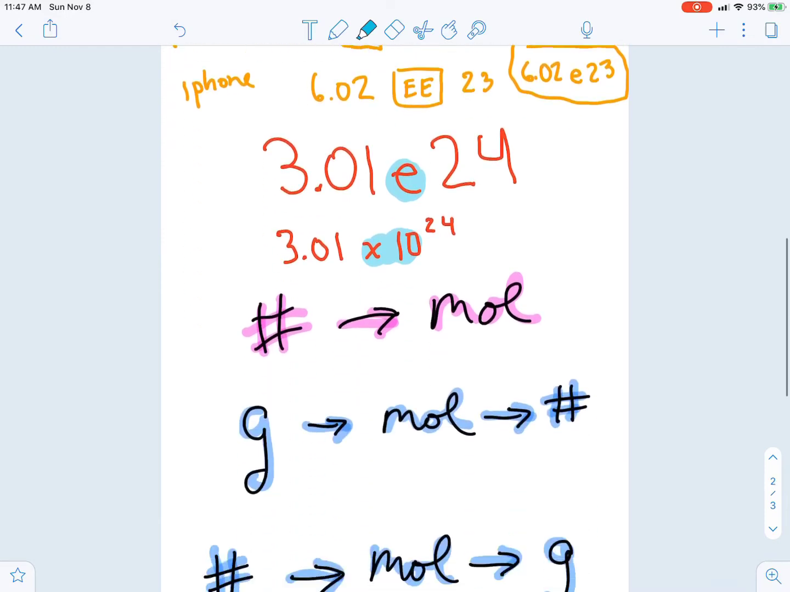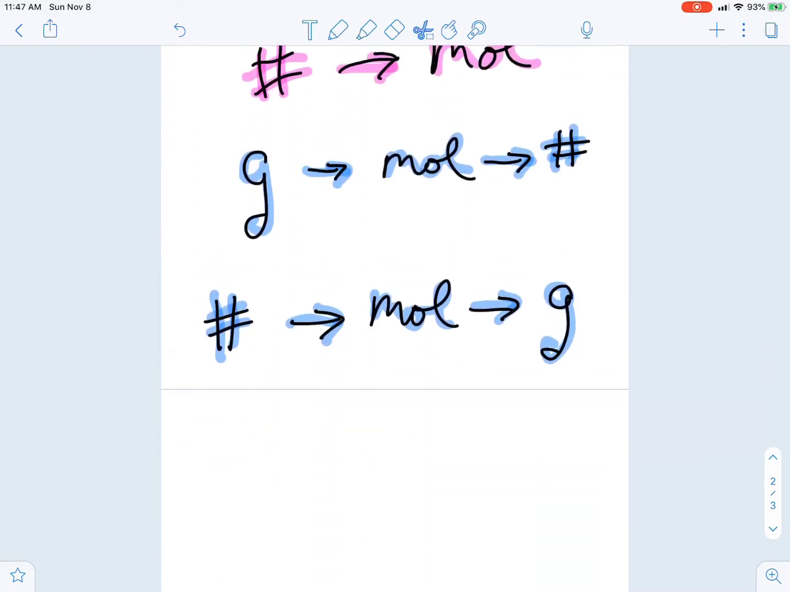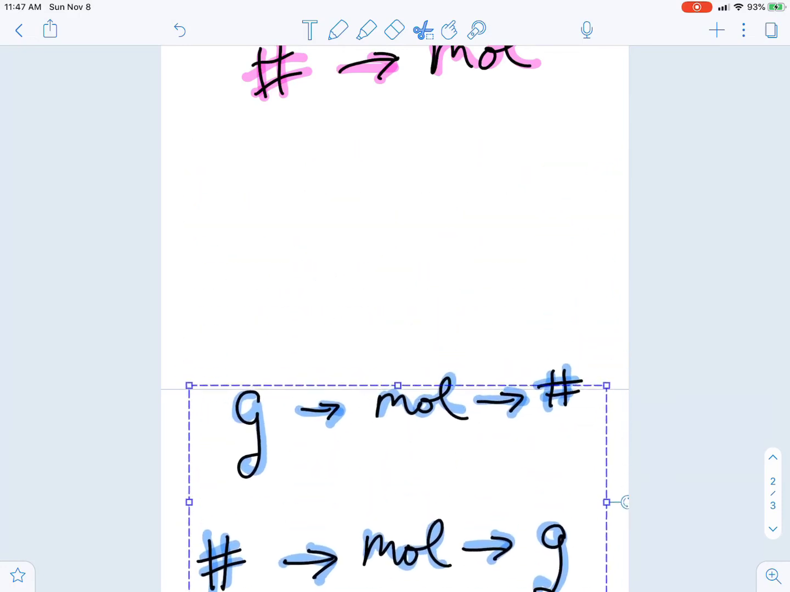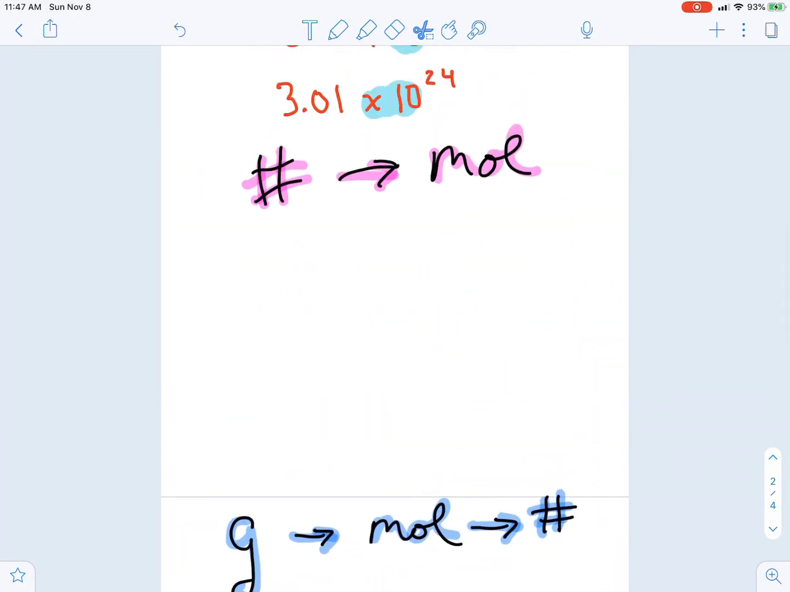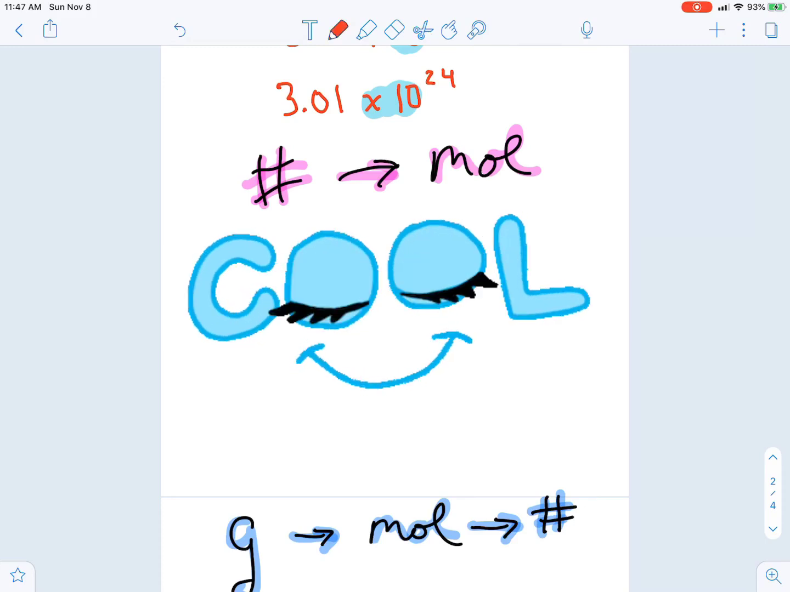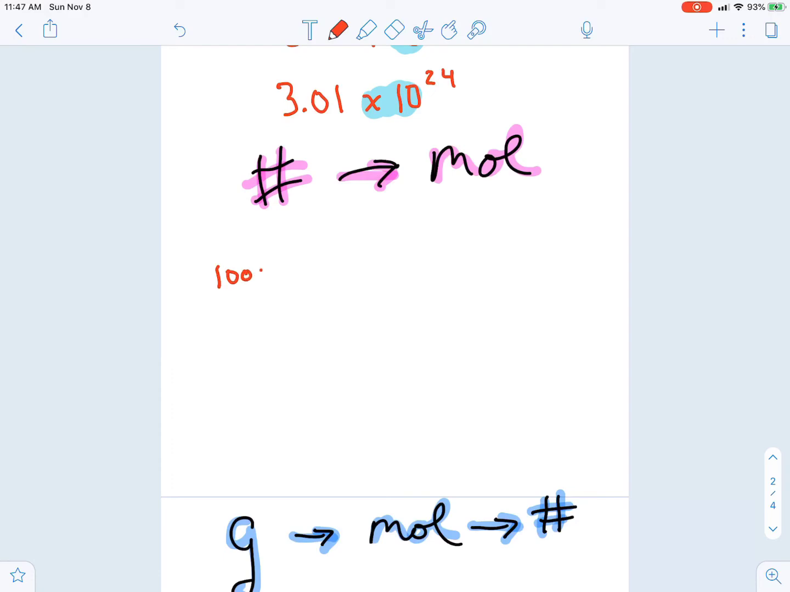All right, move on. Now we're gonna go back the other way. Okay, I'm not gonna do a bunch of calculator jibber jabber this time. I'm just gonna go and do it. So we're gonna say that, oh my gosh, what if we had 1,000,000 particles? It could be anything. It could be marshmallows. It could be whatever. We have 1,000,000 marshmallows. How many moles of marshmallows do we have?